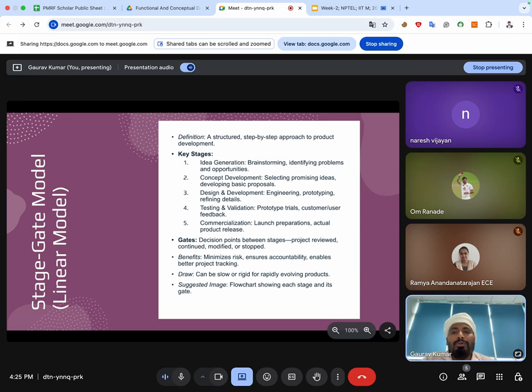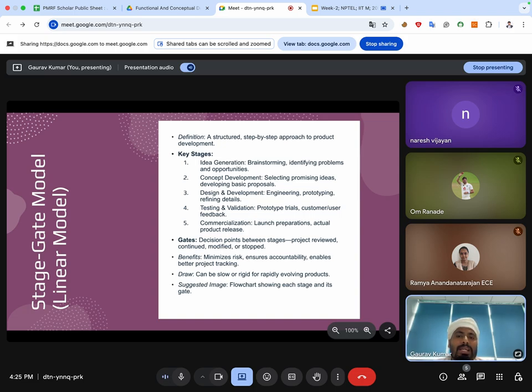Okay, so why is it used? It reduces the risk. You don't jump to building until the concept is strong. Each gate asks, do we proceed, do we pause, or do we kill the project? So it is ideal for automotive, electronics, and medical product development.